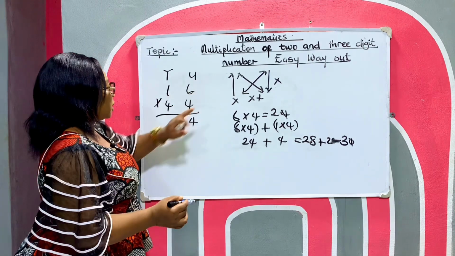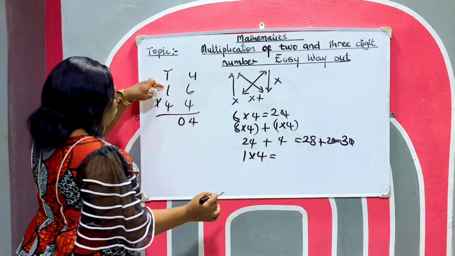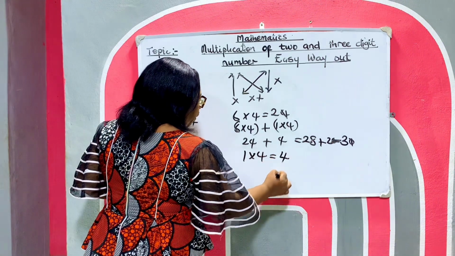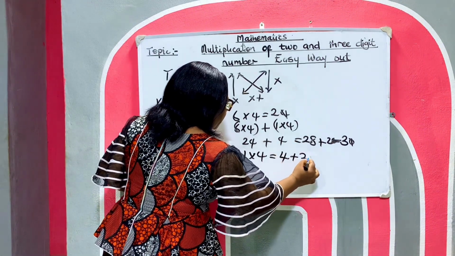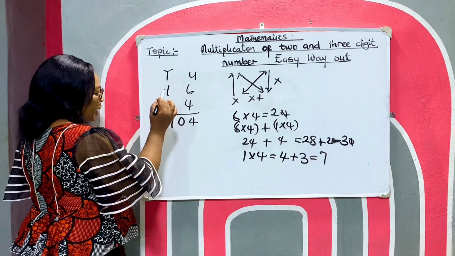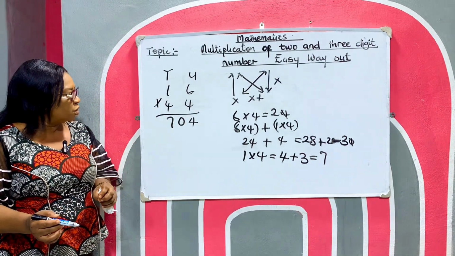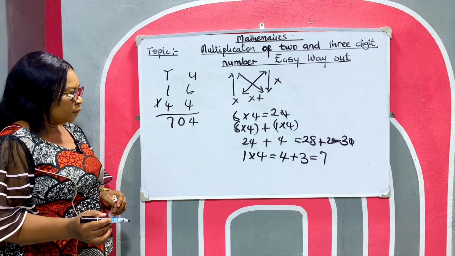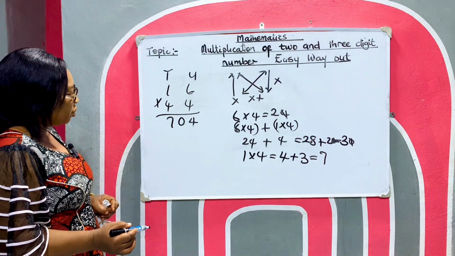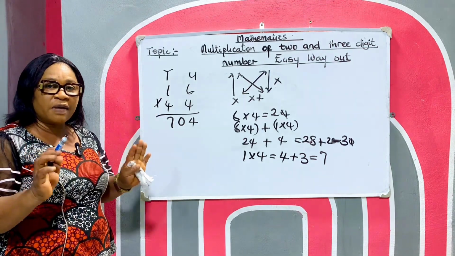Then I do the last one: this 1 times this 4. That will give me 4. 4 plus this 3 will give me 7. So I come here and write 7. And the answer is 704. 16 times 44 will give me 704.